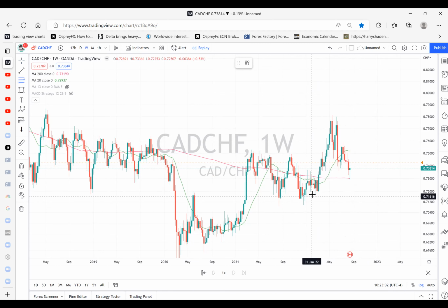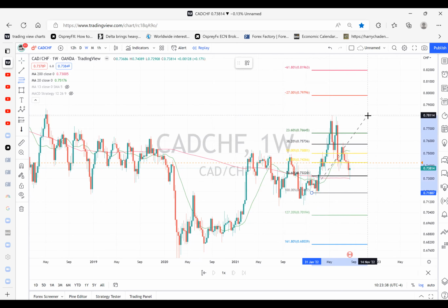Let me throw a Fibonacci on here. If you know how to use a Fibonacci, that's cool. Fibonacci just measures retracement, right? So this is the high. Market came from here to this high. It pulled back past my golden zone to my 78.6.